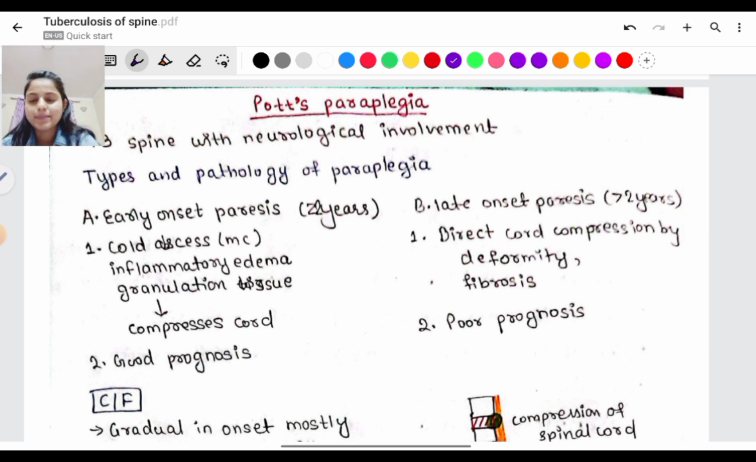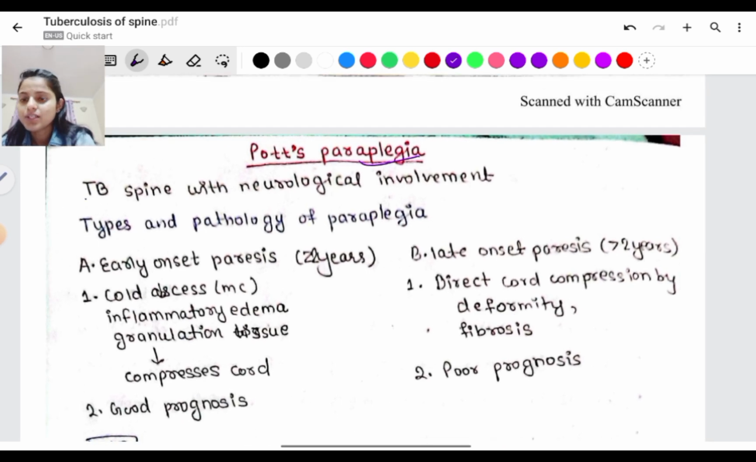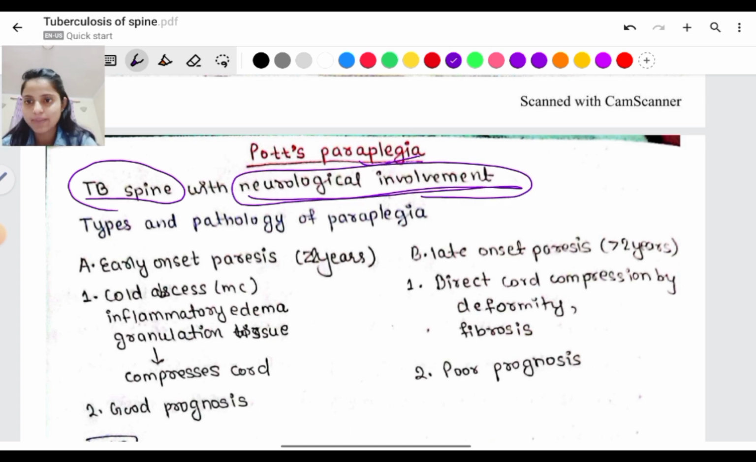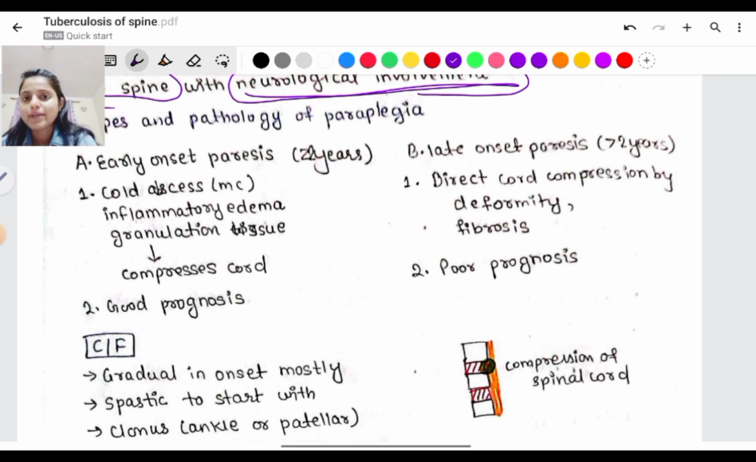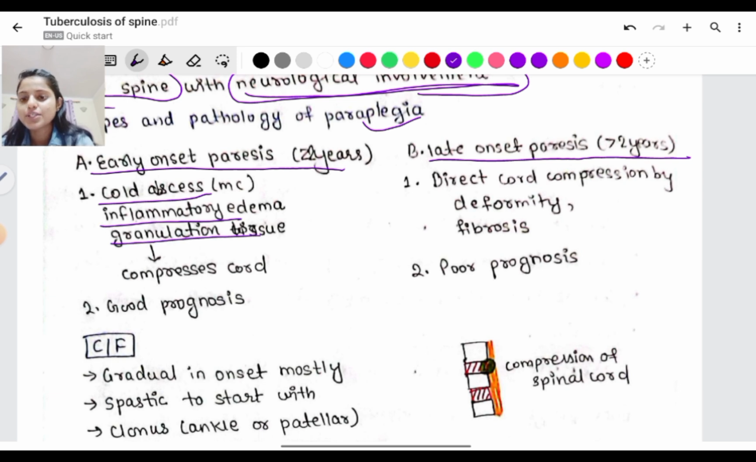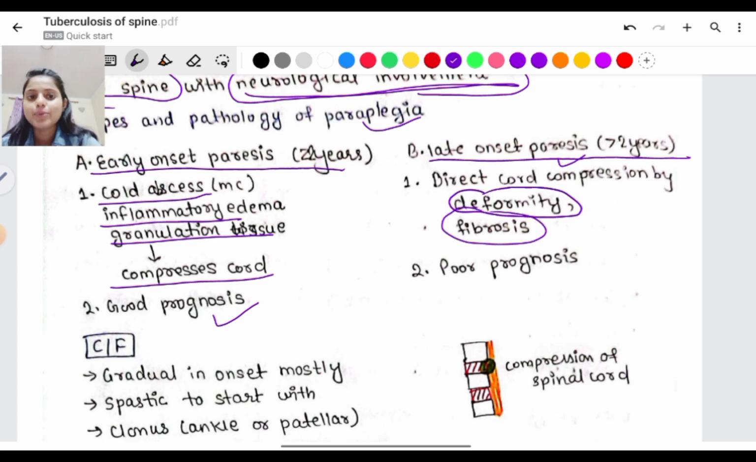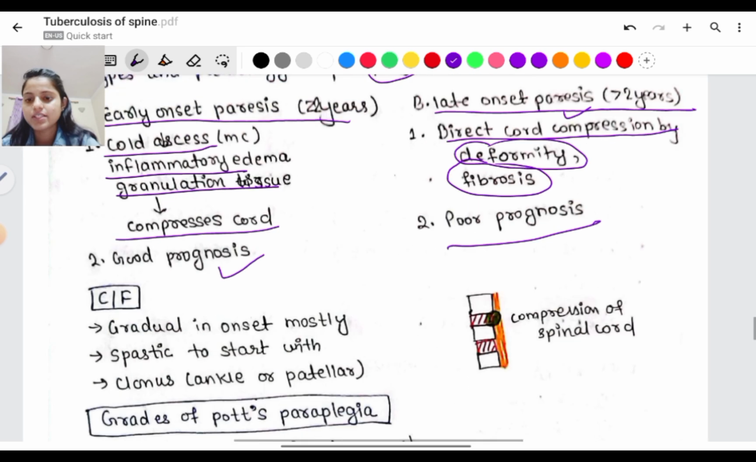Now, Pott's paraplegia. When there is neurological involvement in the TB spine, it is called Pott's paraplegia. Types and pathology of paraplegia. Early onset paralysis, which is less than 2 years, or late onset paralysis, which is more than 2 years. In early onset paralysis, there is cold abscess, inflammatory edema, granulation tissue which compress the cord, but it has good prognosis. But in late onset paralysis, there is deformity, fibrosis which directly compress the cord, which has poor prognosis.